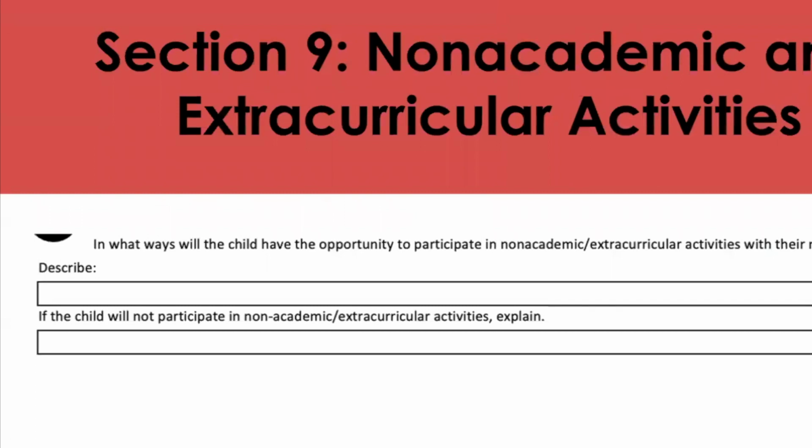On the IEP. Non-academic and extracurricular activities. So in what ways will the child have the opportunity to participate in the non-academic or extracurricular activities with their non-disabled peers? You may need to put in here that a student may need accommodations for any type of school sanctioned event. For example, if they have one-to-one support while at school, they may also need that one-to-one support at sporting events or dances or after school clubs.